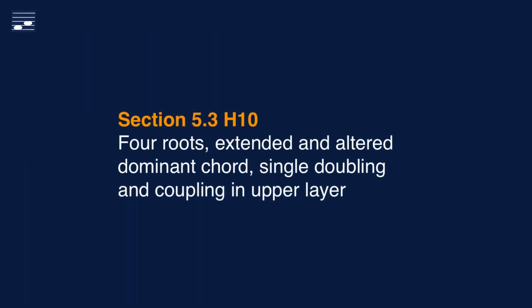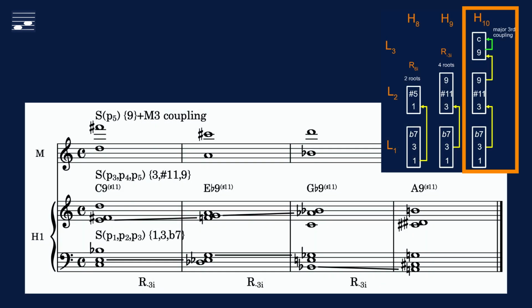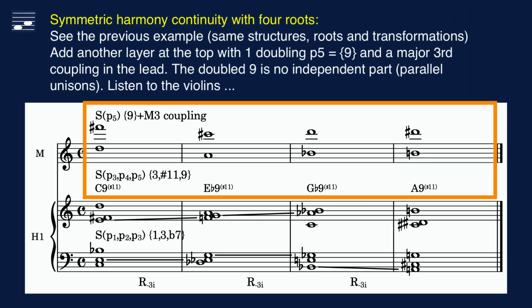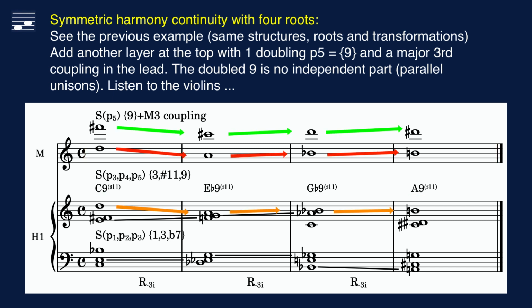The previous example is modified by adding a new top layer with a doubling and a coupling. The diagram shows the structure of this 3-layer strata harmony. The new upper layer is a case of lacking independence. The lower part is a doubling of the adjacent layer lead part alternating between chordal functions 3 and sharp 11. The coupling is an octave plus major third above that note and yields exact parallel intervals.